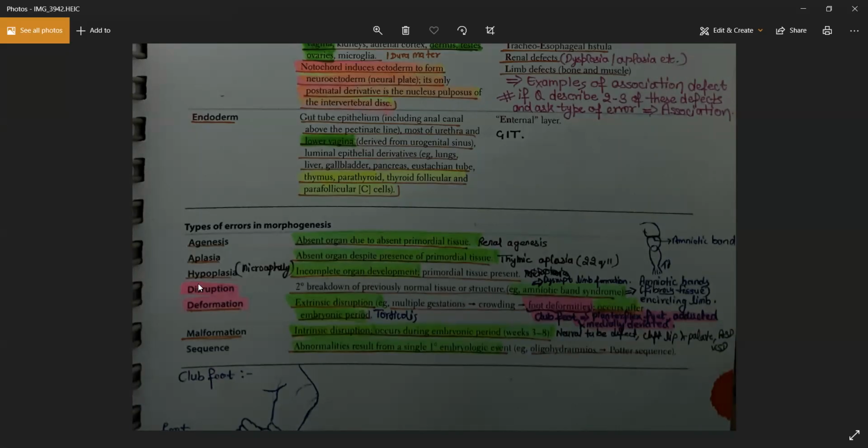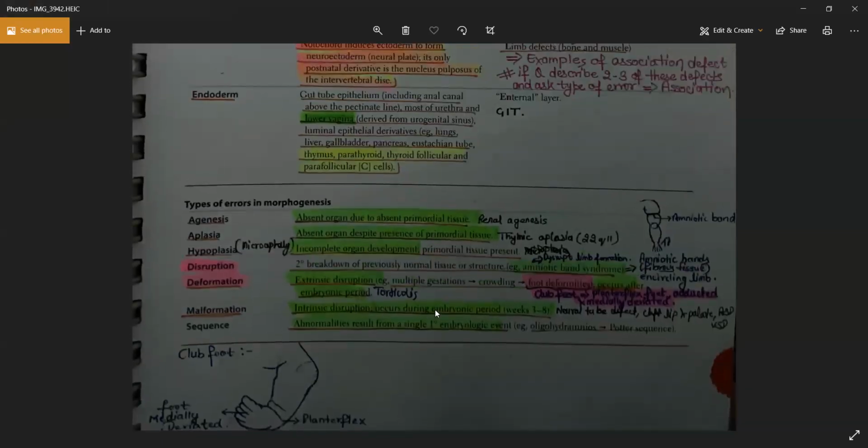Then you have the deformation, and that happens because of the crowding. For example, this club foot deformity that you see in the sequence defect. Remember the Potter sequence? I told you that in the sequence you have a decrease in the cushion for the fetus, so you will have these defects in the extremities, right? The club foot deformity. Remember?